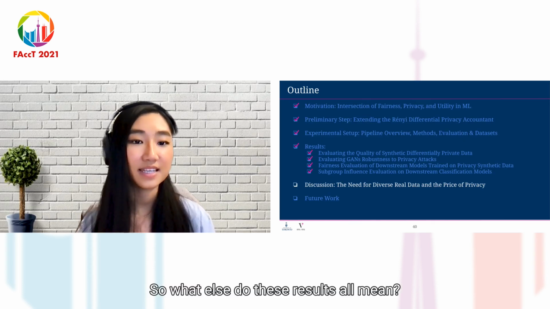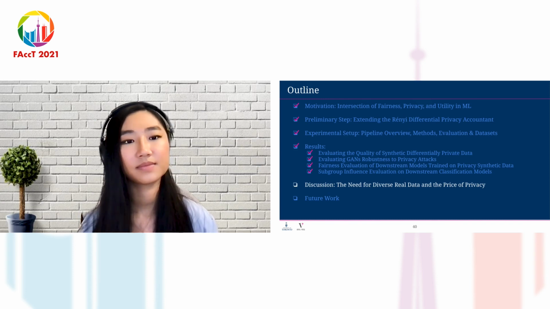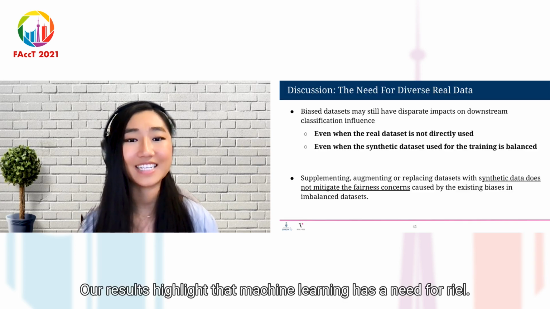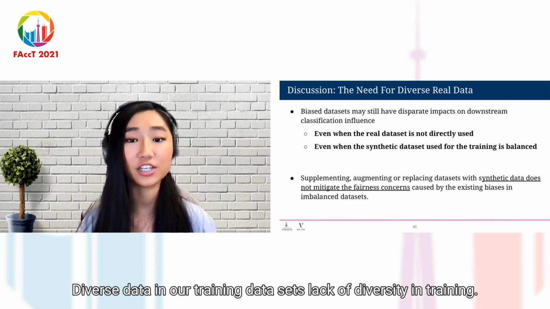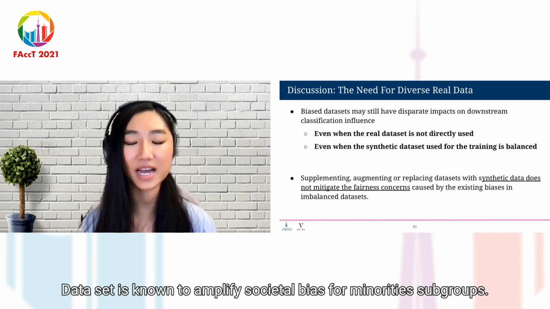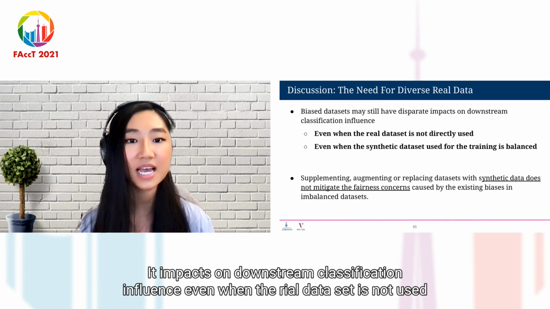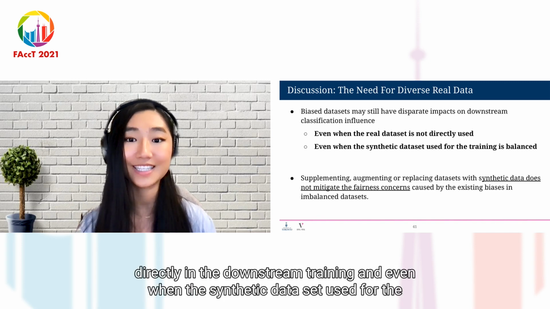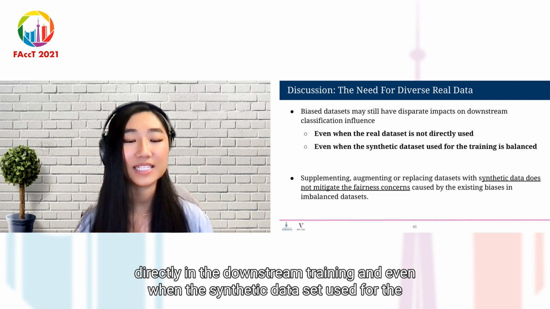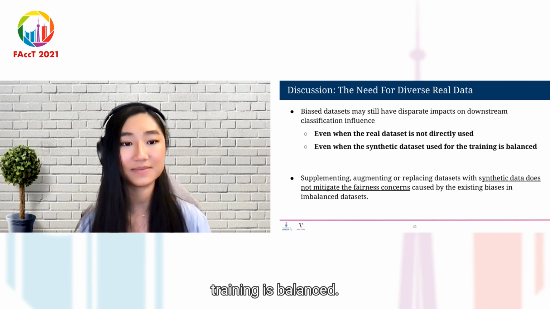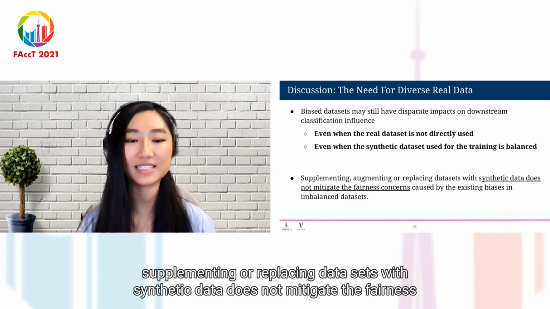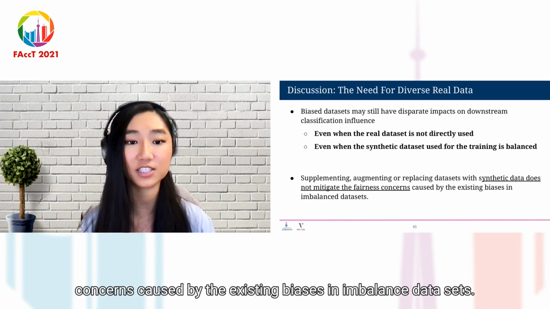So, what else do these results all mean? Our results highlight that machine learning has a need for real, diverse data in our training datasets. Lack of diversity in training datasets is known to amplify societal bias for minoritized subgroups. Our analysis emphasizes that biased datasets may still have disparate impacts on downstream classification influence, even when the real dataset is not used directly in the downstream training, and even when the synthetic dataset used for the training is balanced. Therefore, supplementing or replacing datasets with synthetic data does not mitigate the fairness concerns caused by the existing biases in imbalanced datasets.